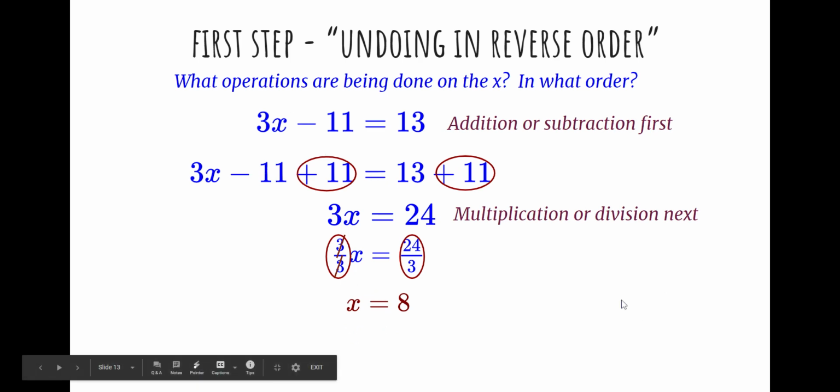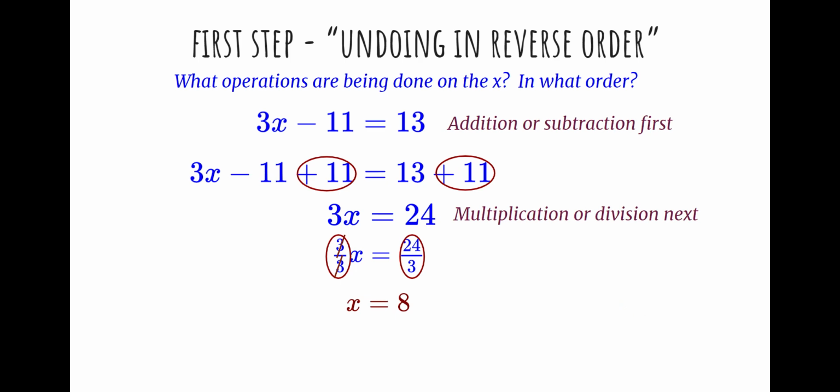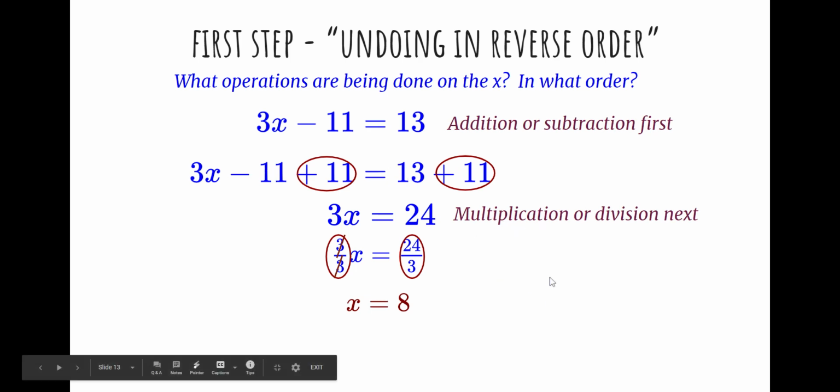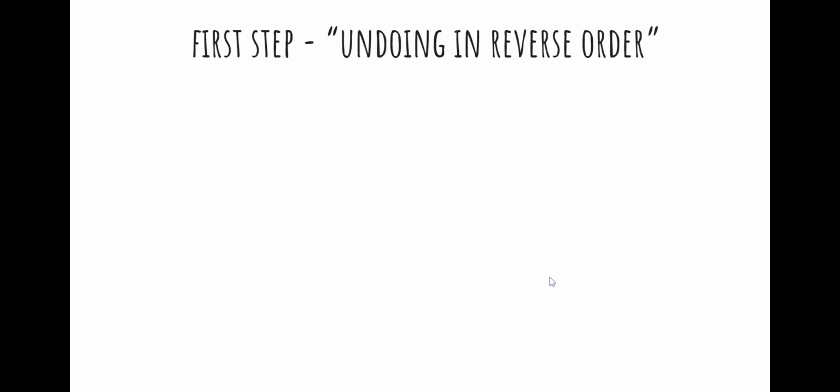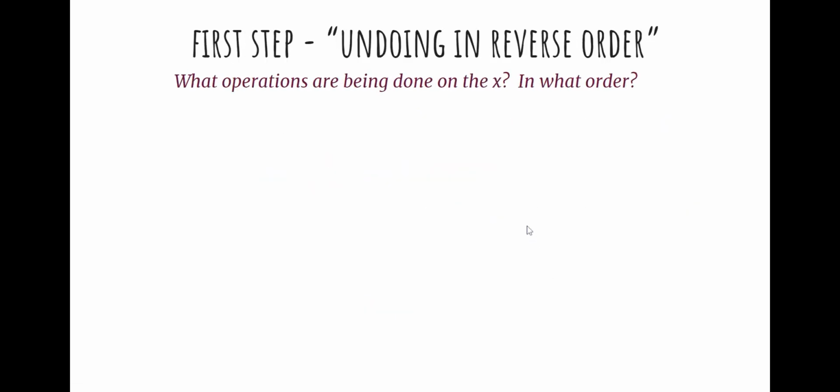The key idea here is that we are realizing what operation happened on the x, in what order, and then we're doing the reverse, the opposite operation in reverse order. We're going to do one last example to hopefully help us further understand this. Okay, so take a look at this one. This one is also a bit tricky.